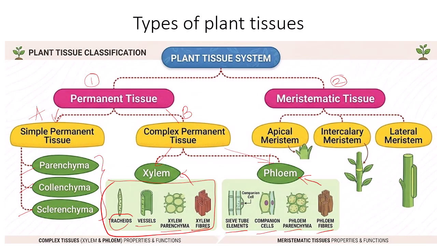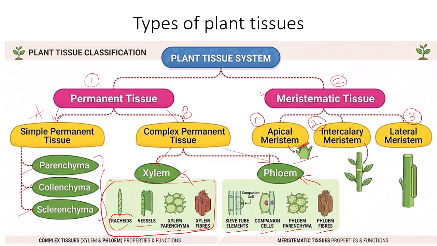And if you see the other tissue, that is meristematic tissue, which always remains in the state of division, and on the basis of their position, it is classified into three types. One is apical meristem, second is intercalary meristem, and third is lateral meristem. Apical meristem, here you can see, is present either in the shoot apex or root apex.